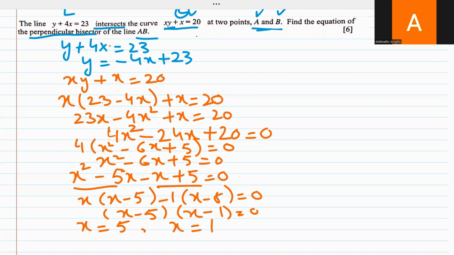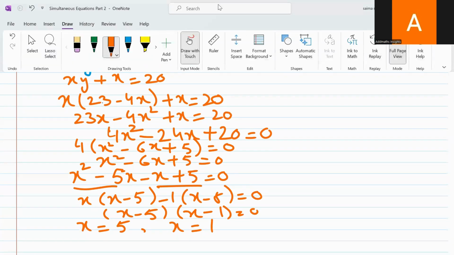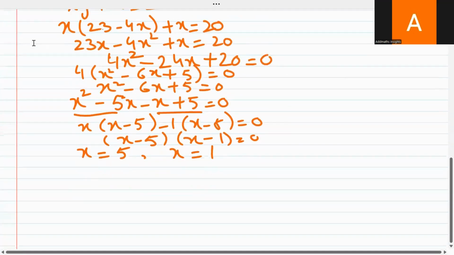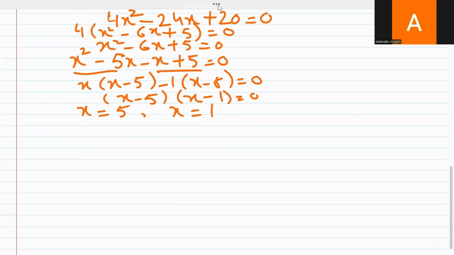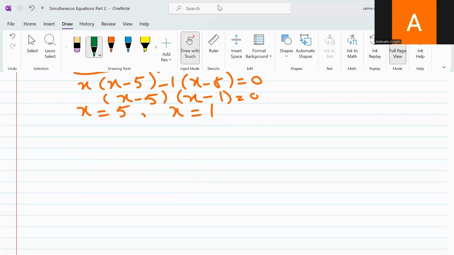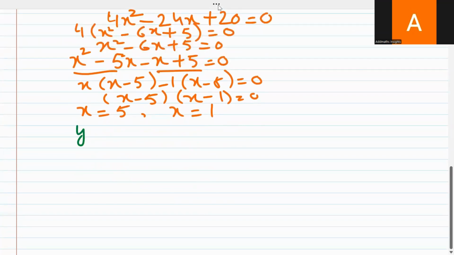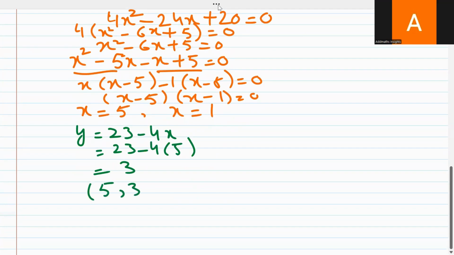To find the values of the y coordinate, you need to substitute into this equation, y is 23 minus 4x. Now you can find the value of y. You substitute the value: 4 times 5 is 20, and 23 minus 20 is 3. So the coordinates of A are 5 and 3.